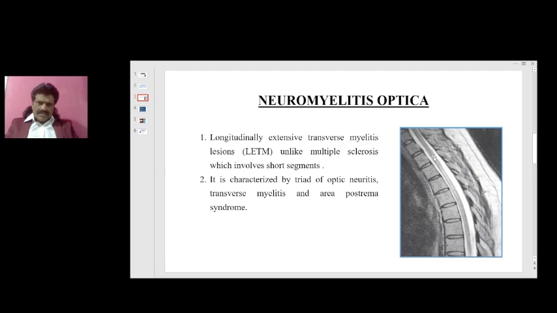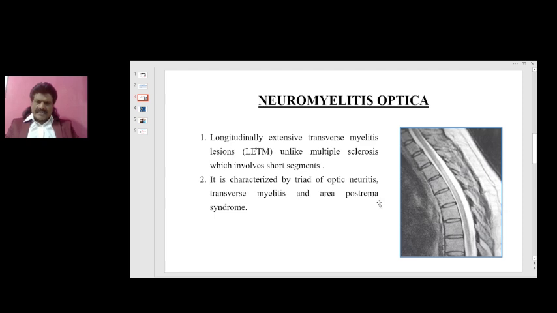Here you can see the longitudinally extensive lesion, this hyperintense signal. It is going up till here. So it is more than 3 segments: 1, 2, 3, more than 3 segments. This longitudinally extensive transverse myelitis is one of the key features of neuromyelitis optica, unlike multiple sclerosis, which affects fewer than 3 segments. So very important is the longitudinally extensive transverse myelitis.